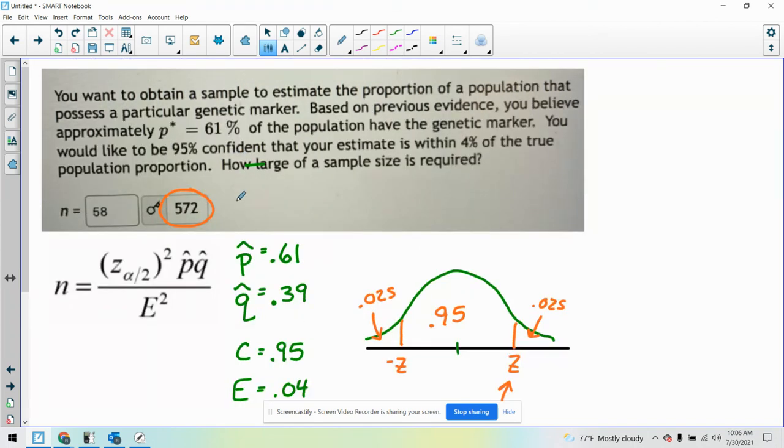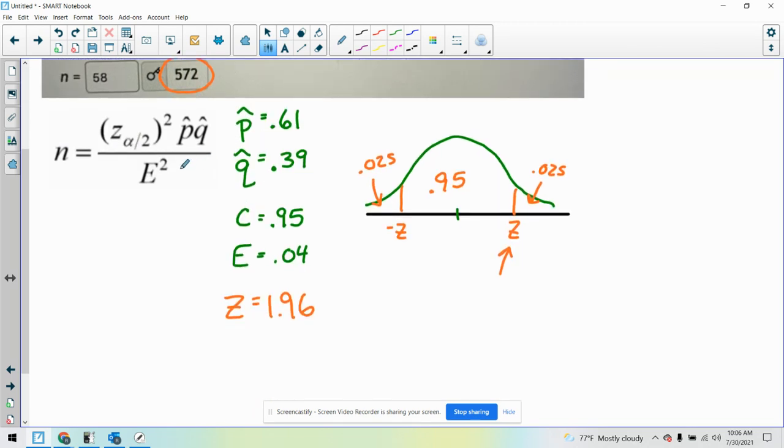One thing to keep in mind is if they don't give you p hat, let's say they never said what p hat was, you just assume that p hat and q hat are both 0.5. So p hat equals 0.5 and q hat equals 0.5.